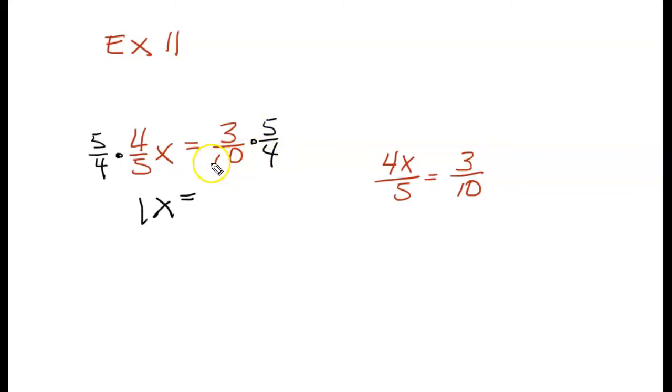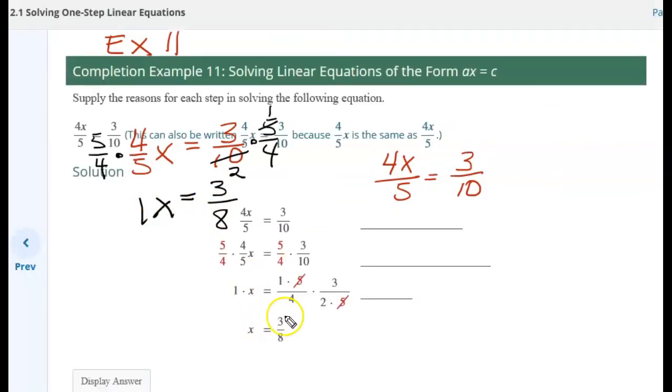Now here we can do a little bit of canceling. 5 will go into there once, 5 will go into there twice. So we can't do any more canceling, so our numerator becomes 3. Our denominator is 8. So the answer to this one, and we don't write the 1, x is 3/8. And we use another little technique here.